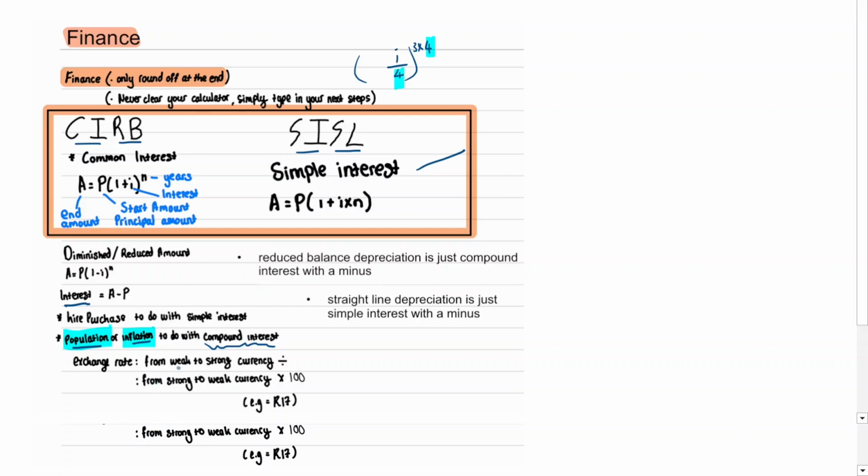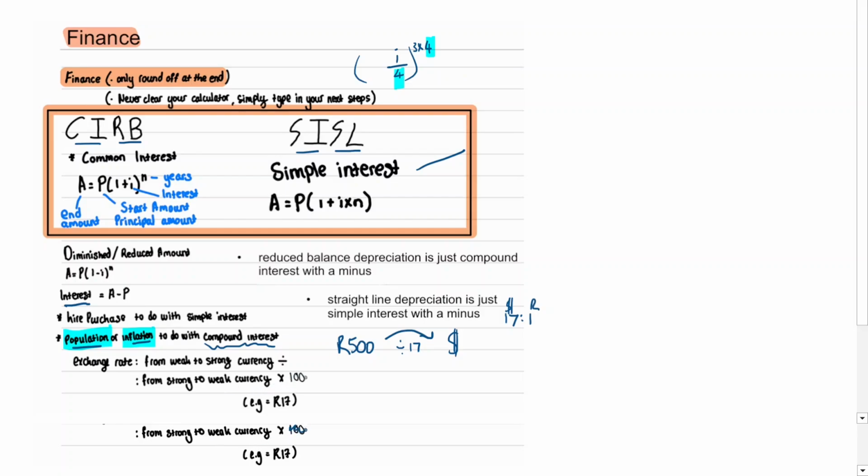If you're ever going from a weak exchange rate to a strong one, you divide by the currency exchange rate. So if you've got 500 Rand and you're trying to convert to dollars, which is stronger, and maybe the currency is sitting at 17 Rand to the dollar, then to get our 500 Rand into dollars, you'll just divide it by 17, and that will give you the dollars that you have. Similarly, if you're going from a strong currency to a weak currency, you times.